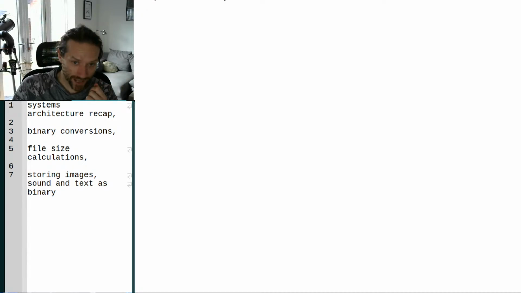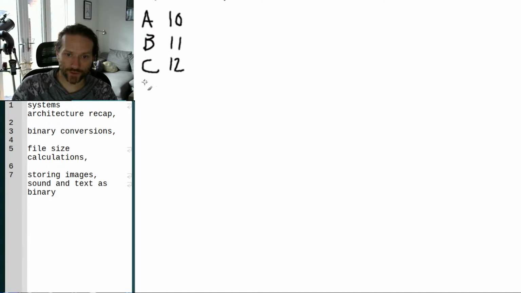So let's do a hexadecimal thing. Oh, I've deleted my little hex table, so I'm going to draw it again. We've got A is 10, B is 11, C is 12, D is 13, E is 14, and F is 15. Okay, there's our numbers.